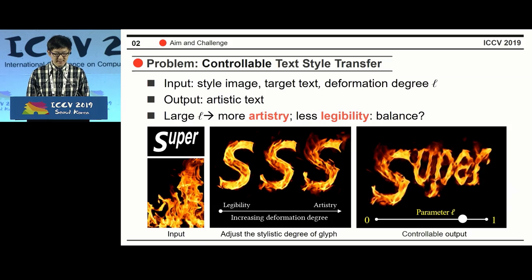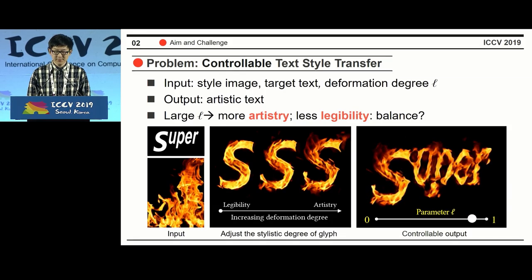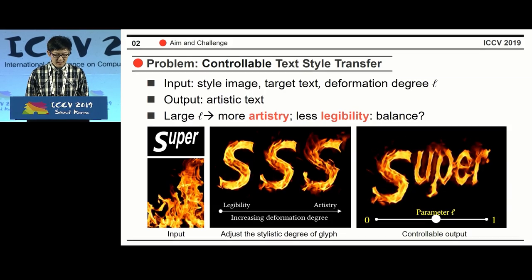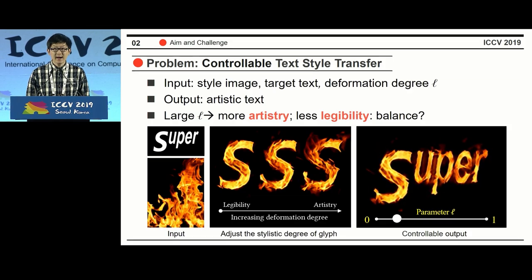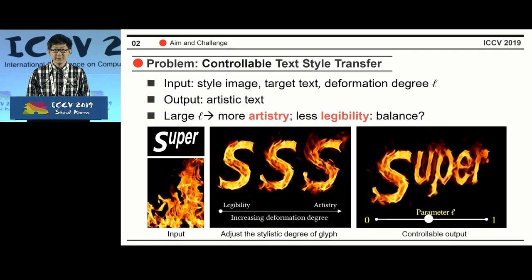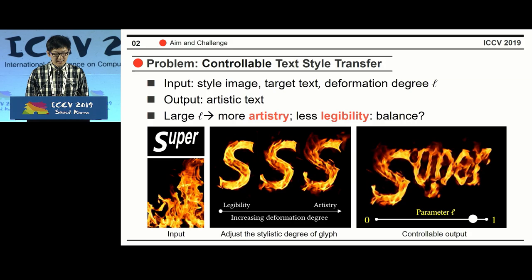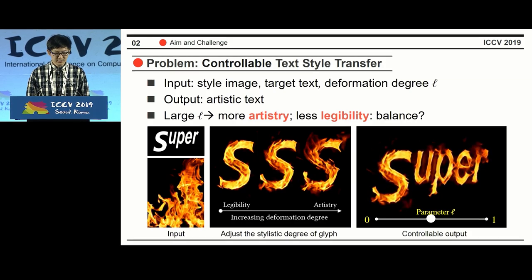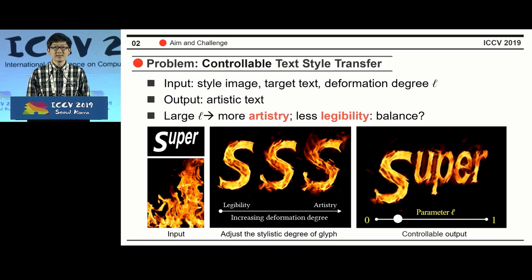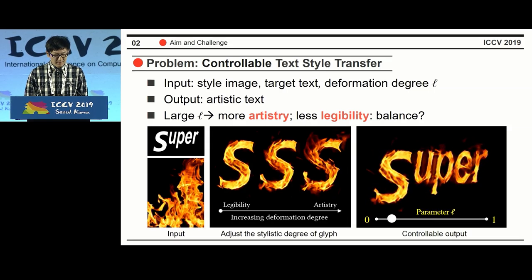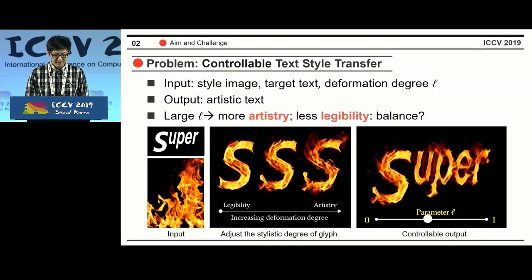Our starting point is artistic text style transfer. It aims to render the target text in the style specified by a reference style image. We can see that as the shape deformation of the text increases, it reveals great artistry, but also becomes hard to recognize. Therefore, there is a trade-off between legibility and artistry.